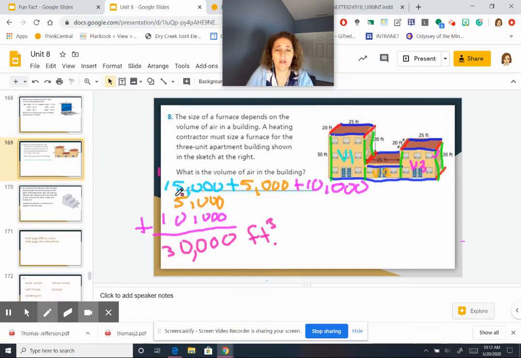So I did my 15,000, I brought down my 5,000, then I brought down my 10,000, and I added it all up, remembering to line up my place values so my numbers are in the right place. 0 plus 0 plus 0 is 0, 0 plus 0 plus 0 is 0, 0 plus 0 plus 0 is 0, 5 plus 5 is 10, carry my 1, 1, 2, 3. 30,000 cubic feet is the volume of our 3-apartment building.